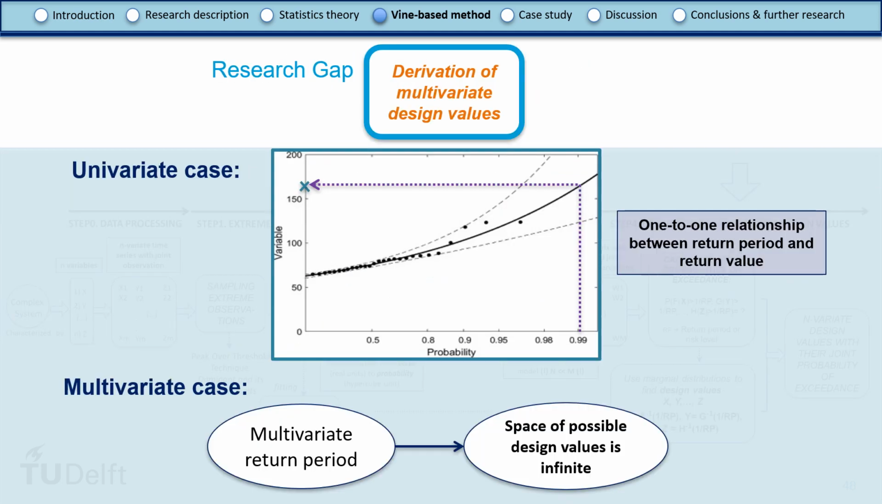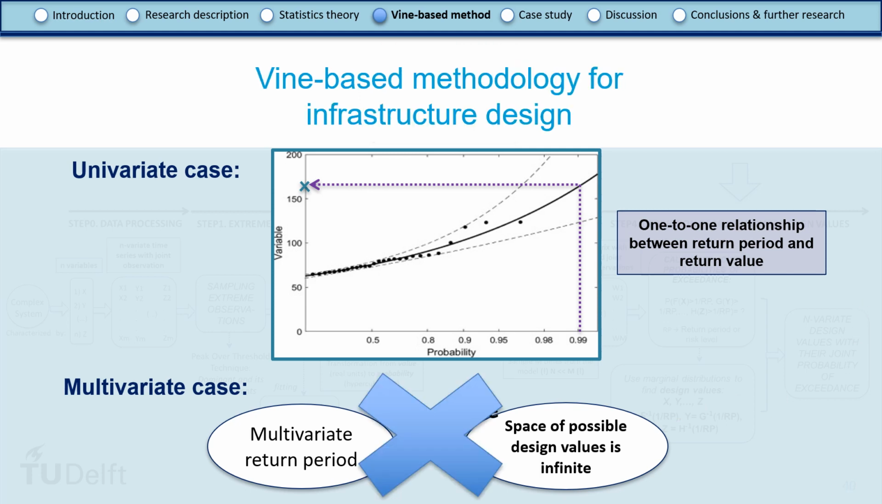But as I previously mentioned, in the univariate case, we can fix a risk level and then find the unique value that corresponds to this risk level. However, in the multivariate case, if we fix a probability level, we get an infinite space of possible design values. So I decided, for now, not to focus on this challenge and actually reverse the process.